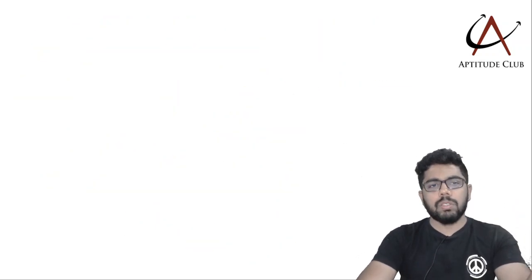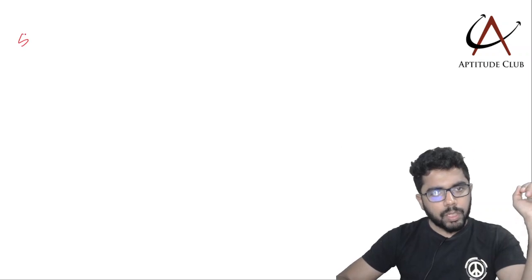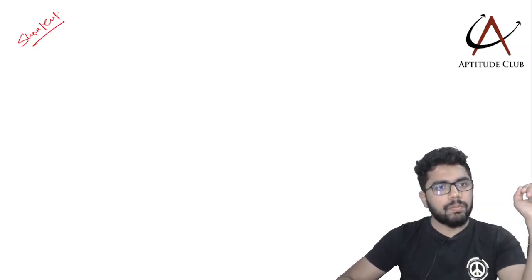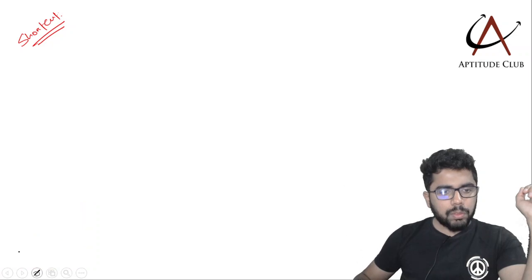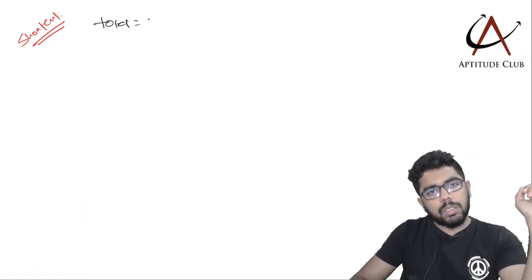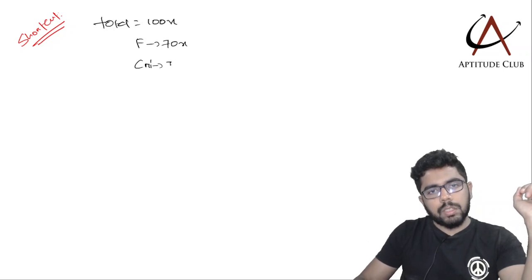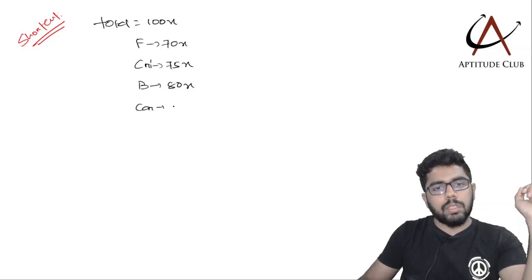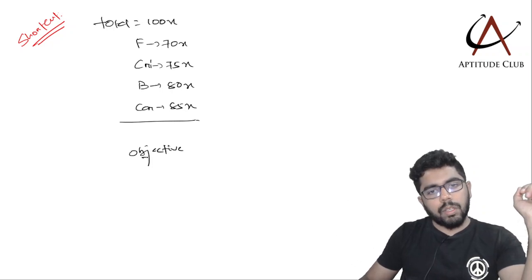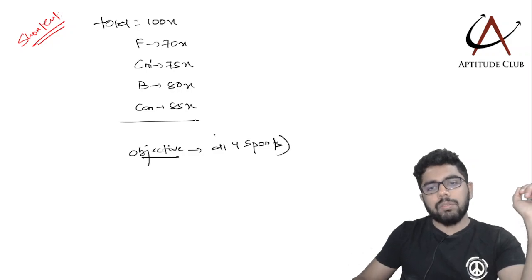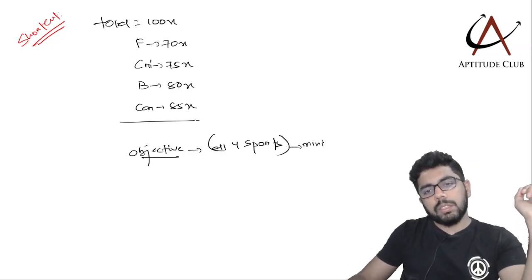Now there's an easy way to solve this also, a shortcut. Let me tell you the shortcut also. So the total number of people is 100x. Now football, 70x are playing. Then cricket, 75x. Basketball is 80x, and carom is 85x. What is your objective? You have to find the people who play all four sports, and you have to minimize this. Our objective is this.